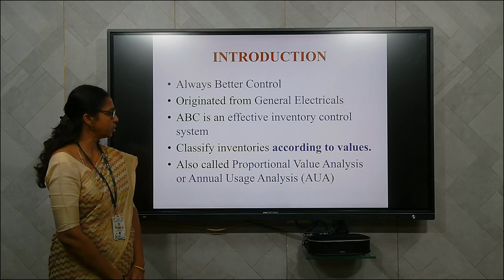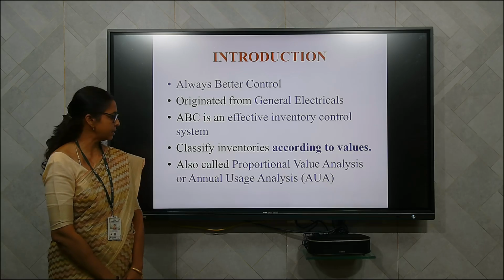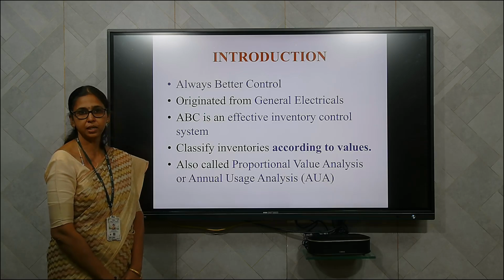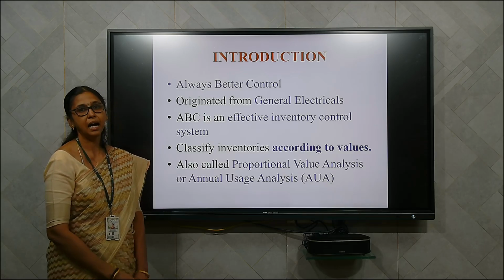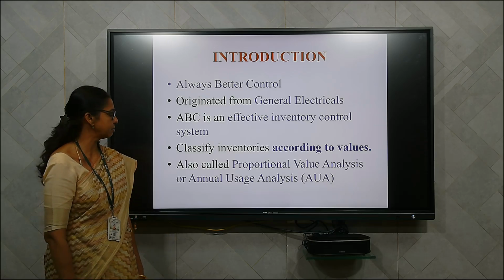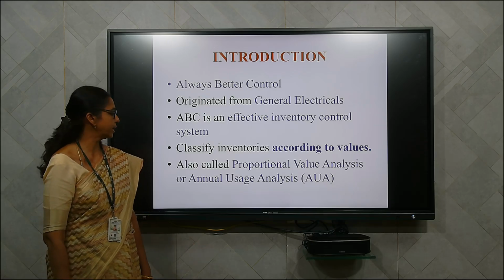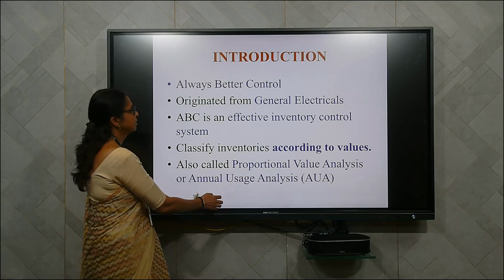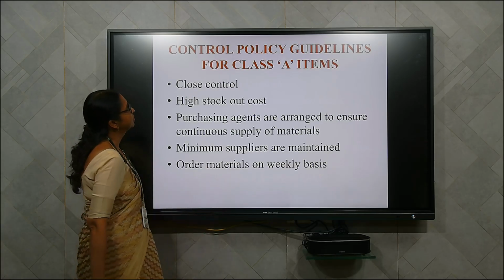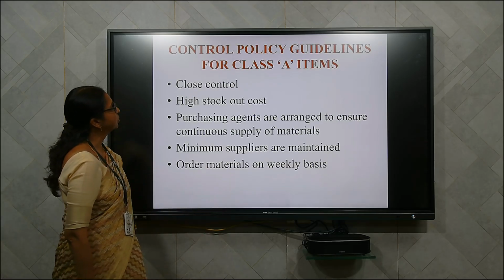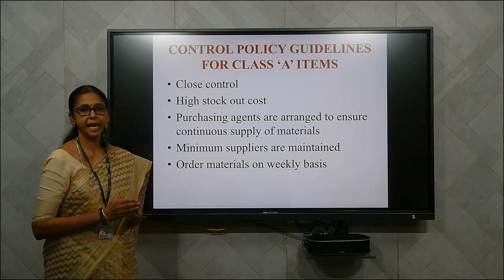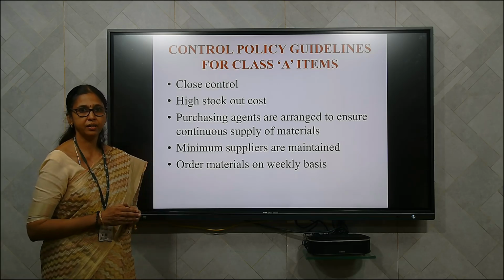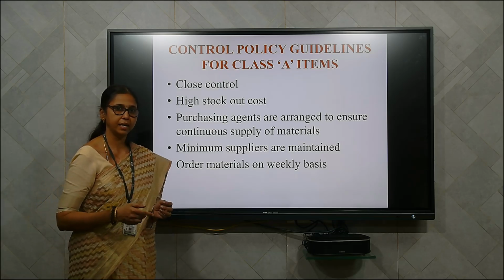It is also called proportional value analysis as well as annual usage analysis. These are the other terms for ABC analysis. The items are classified as A, B, C. The total inventory is classified as A, B, C.